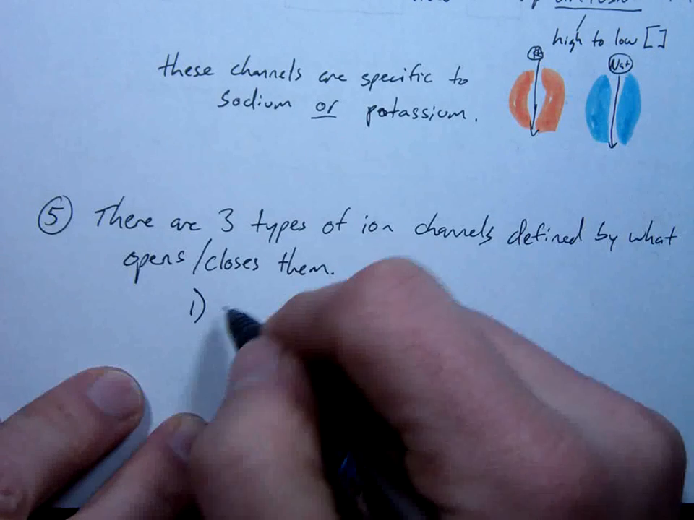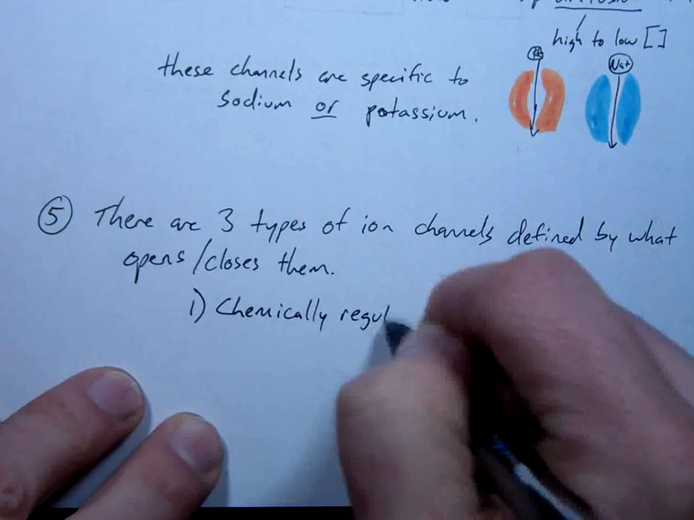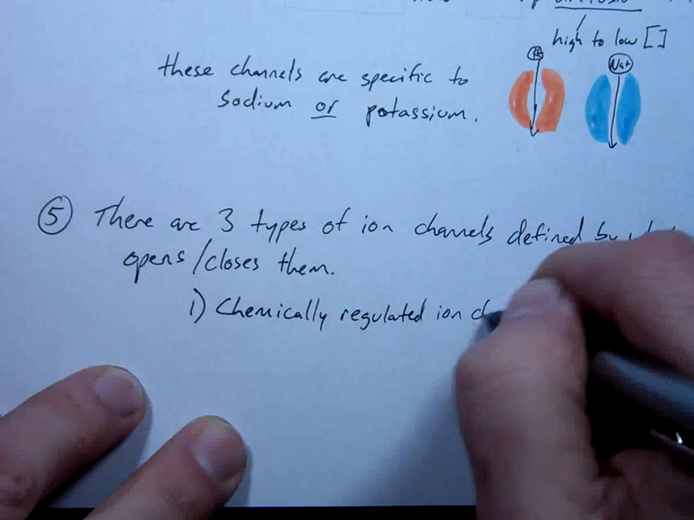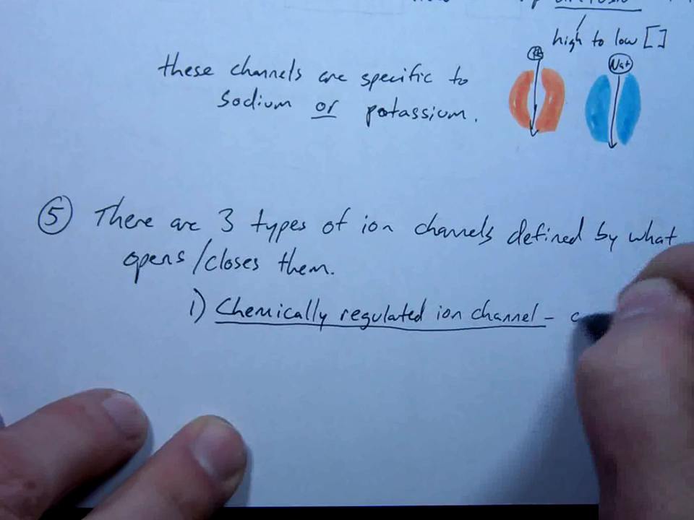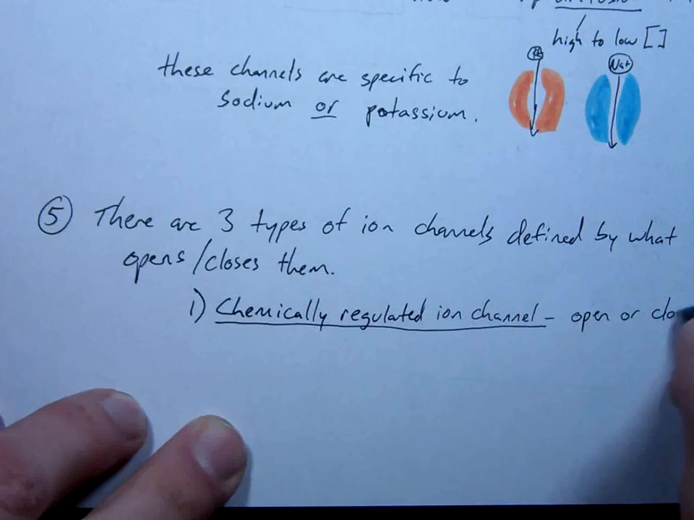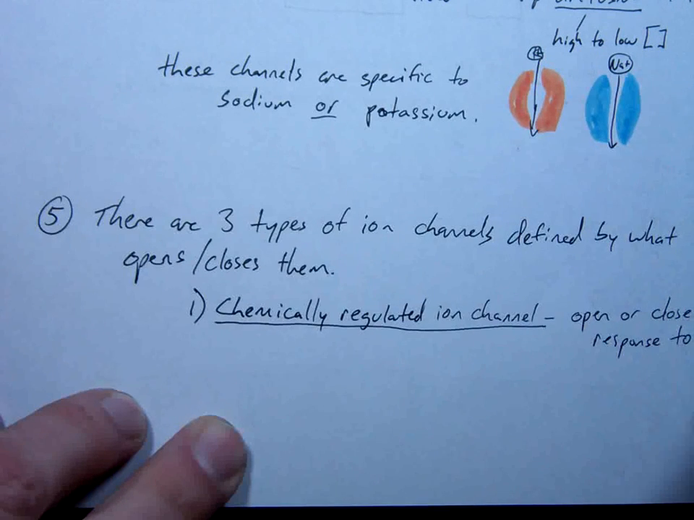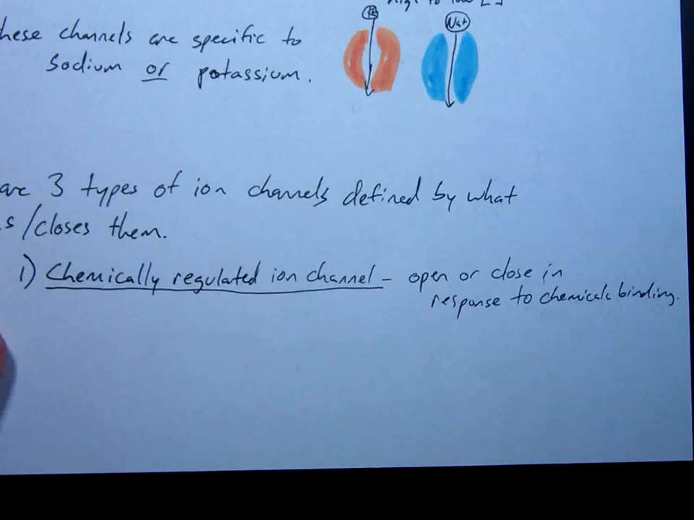So there are chemically regulated ion channels. These will open or close in response to chemicals binding. So the chemical will bind to this ion channel, and it will either open it or close it.